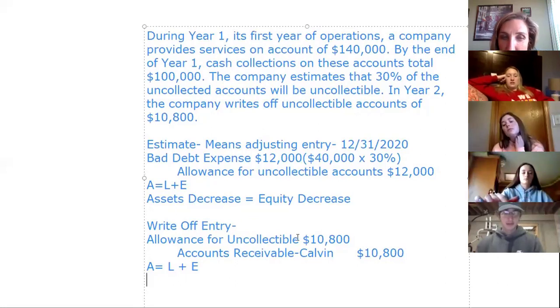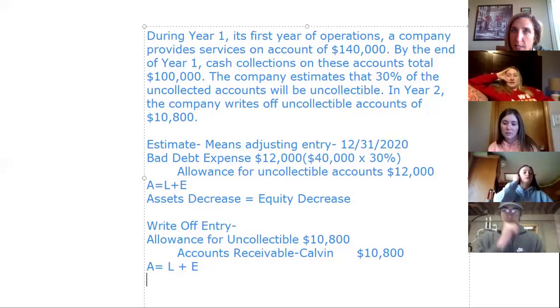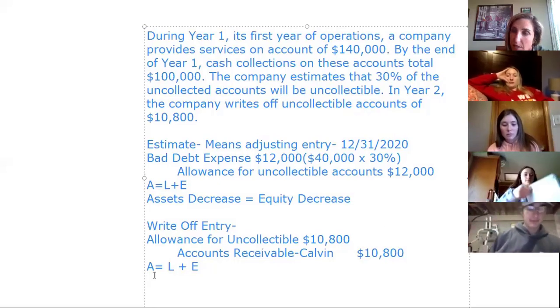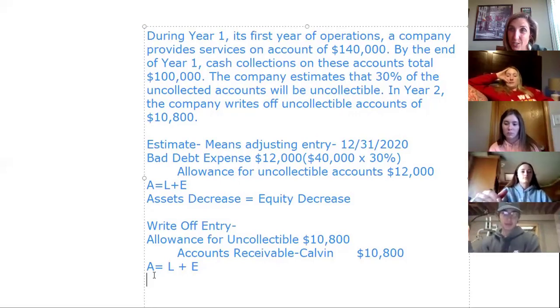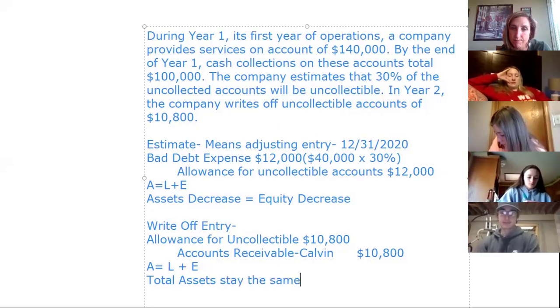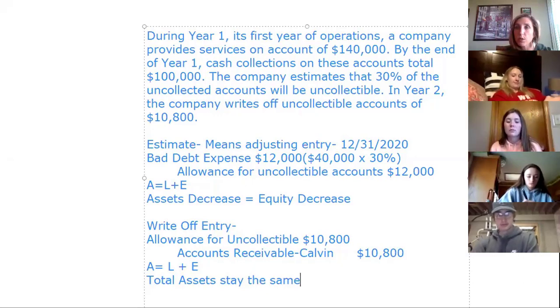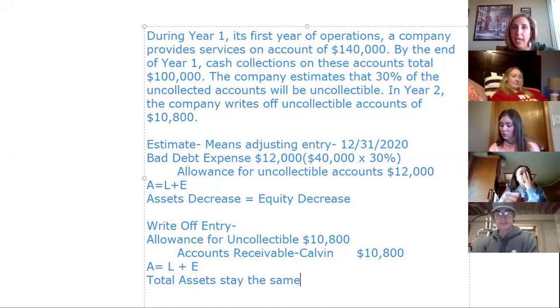Hey, let's say this. What kind of account is allowance for uncollectible? Contra asset. Good, contra asset. What kind of account is accounts receivable? Asset. Asset, good. So they're actually both still assets, right? So what has happened here is total assets stay the same. It's really nothing happening to liabilities, nothing happening to equity. One asset increased and one asset decreased. And that is why we like the allowance method, because we're not afraid to write it off. We made that estimate entry back at the end of last year.